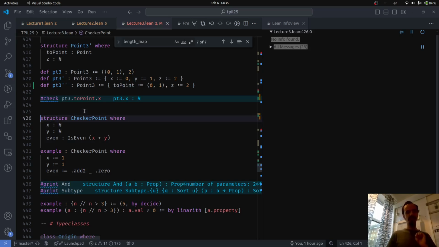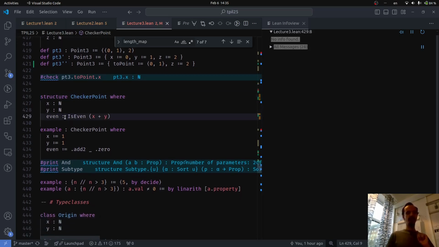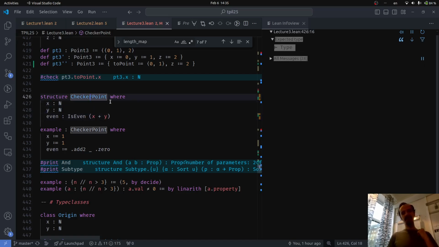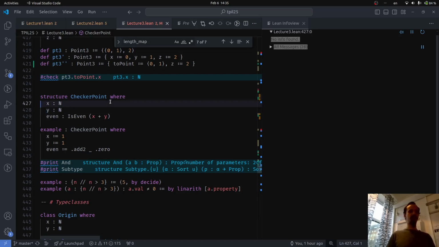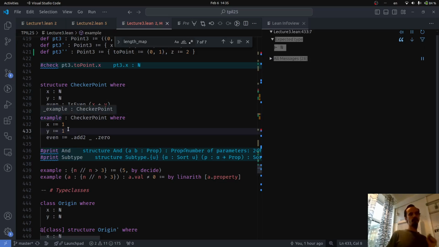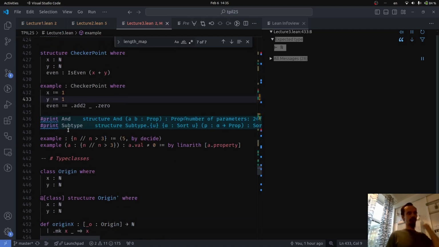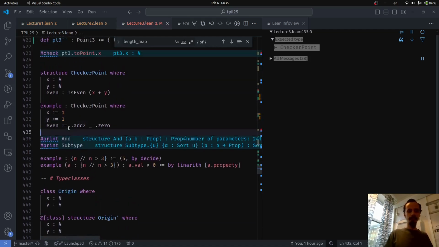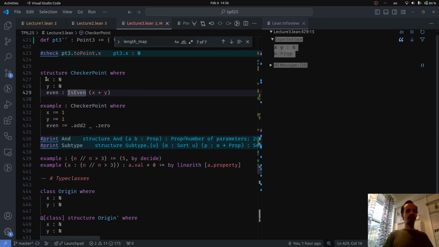As you might expect, since this is dependent type theory, we can also have dependent fields. So here we have a point, like a checkerboard point. We have two natural numbers, but then we want to say that the points live on some kind of checkerboard pattern, so we'll say that x plus y is even. For instance, (1, 1) will be one of our checker points, but (1, 0) will not be a checker point. And so here we just write is even, and then we're using x and y, which are these previous fields.